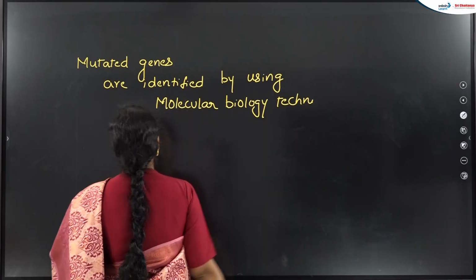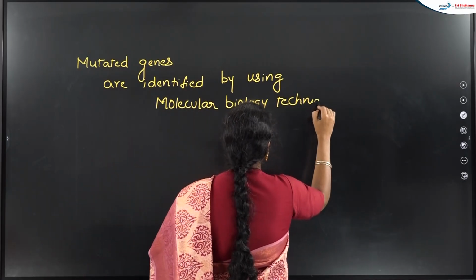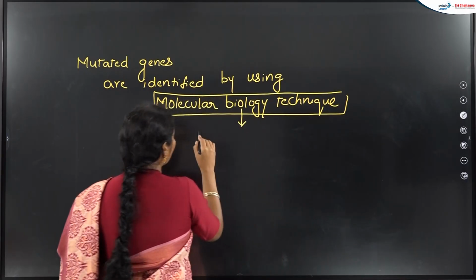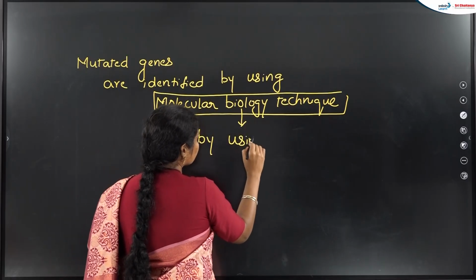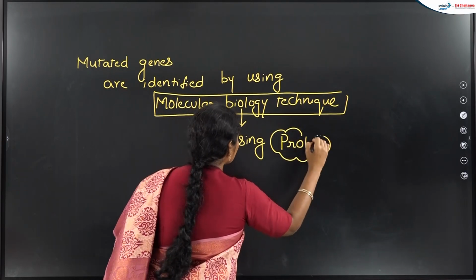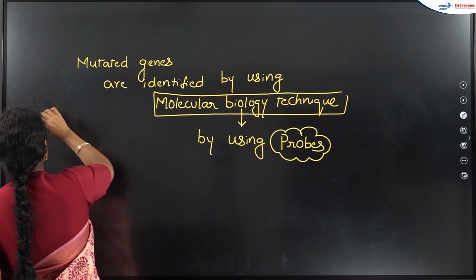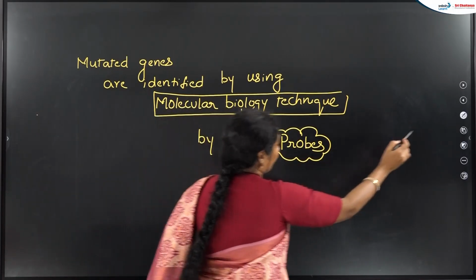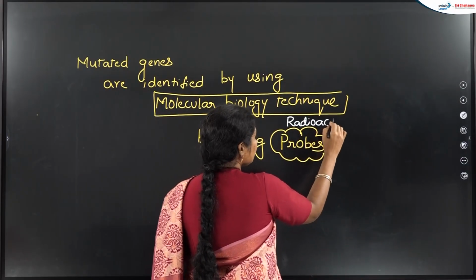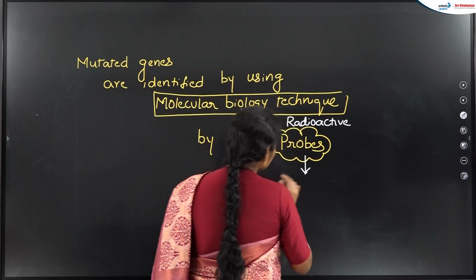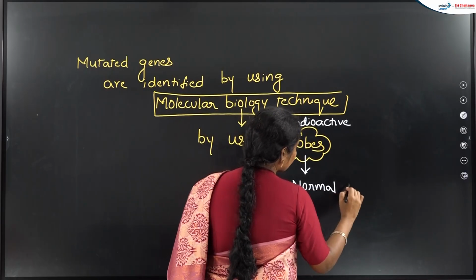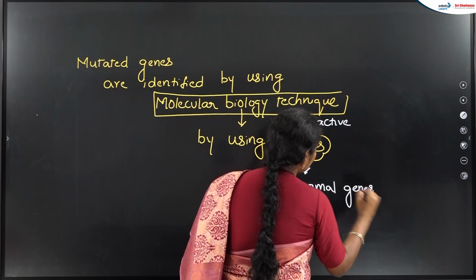So how are we identifying the mutated genes by means of this technique? In this technique, we are using some probes, some radioactive probes. These probes are actually radioactive probes, which we have created against normal cells or normal genes. We have created them for normal genes here.